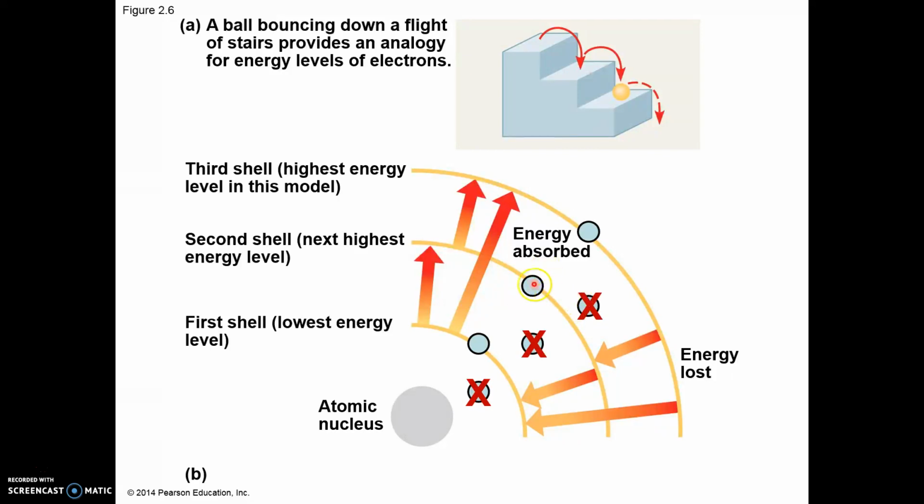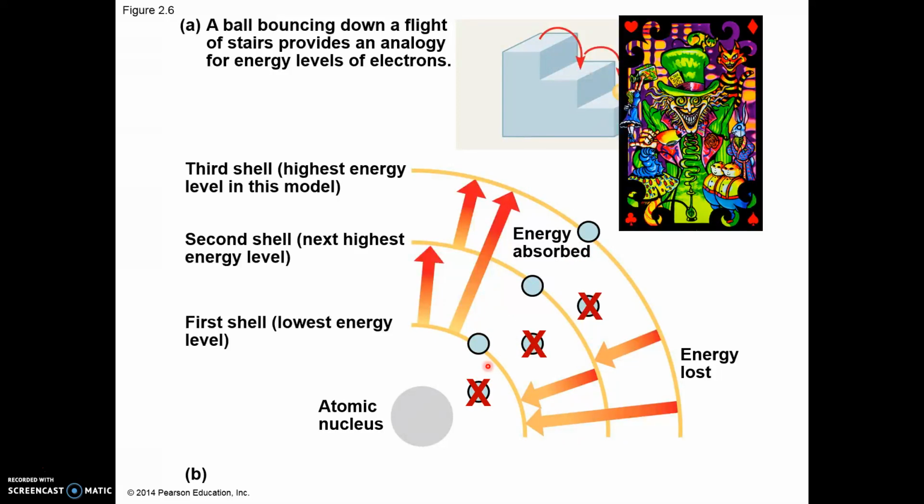Now, something cool that comes out from this is this idea of electrons gaining and losing energy and jumping shells is exactly what's happening when you look at a black light poster. Okay? This black light poster is painted with special materials that fluoresce.